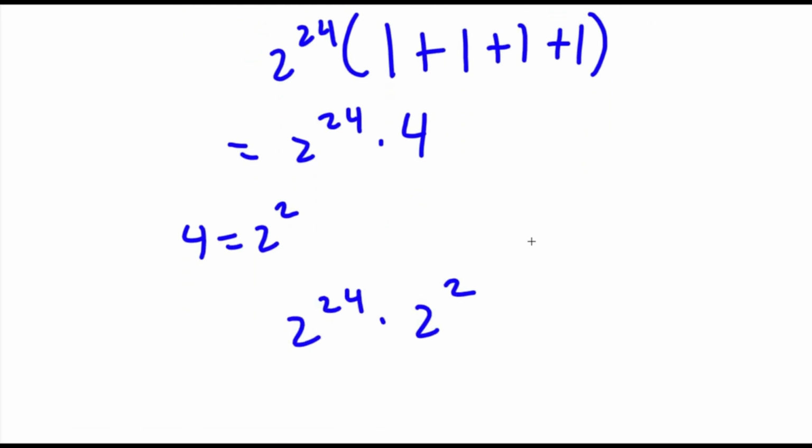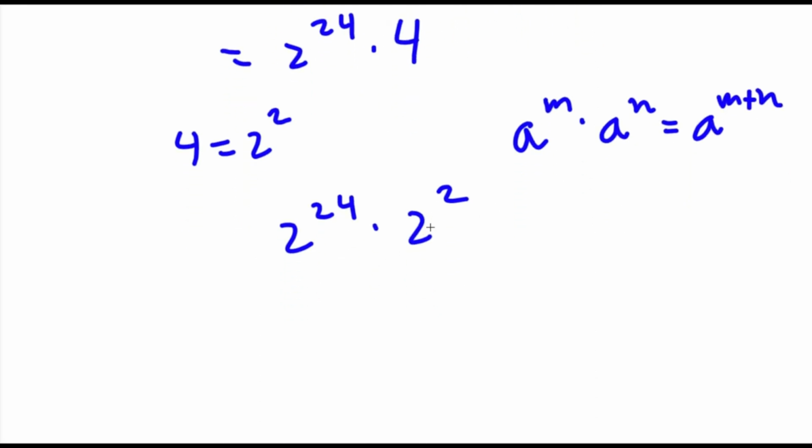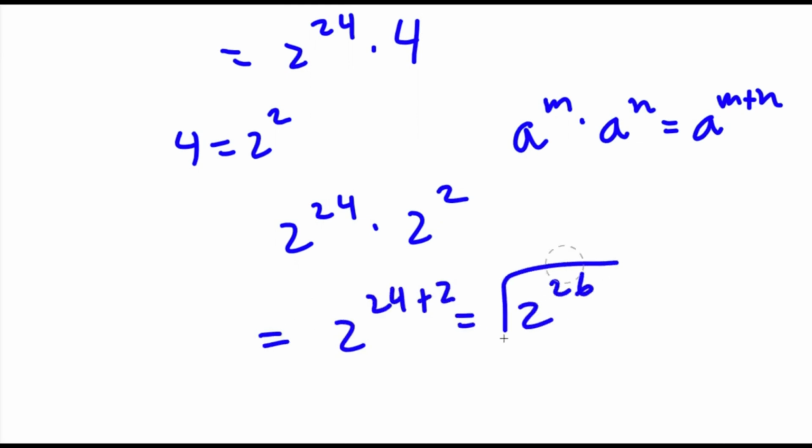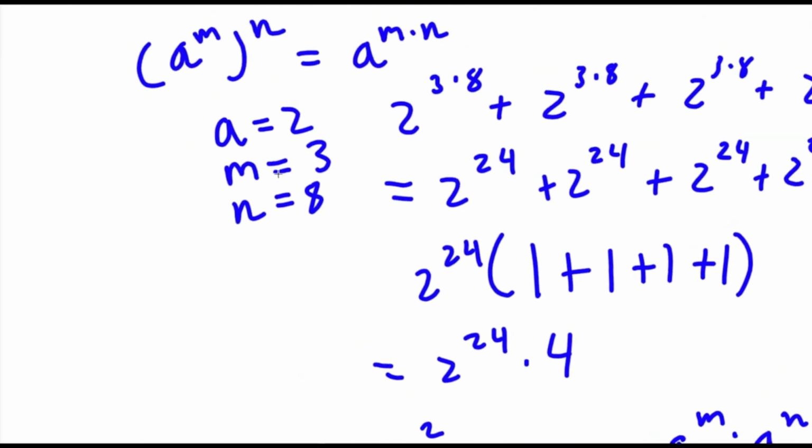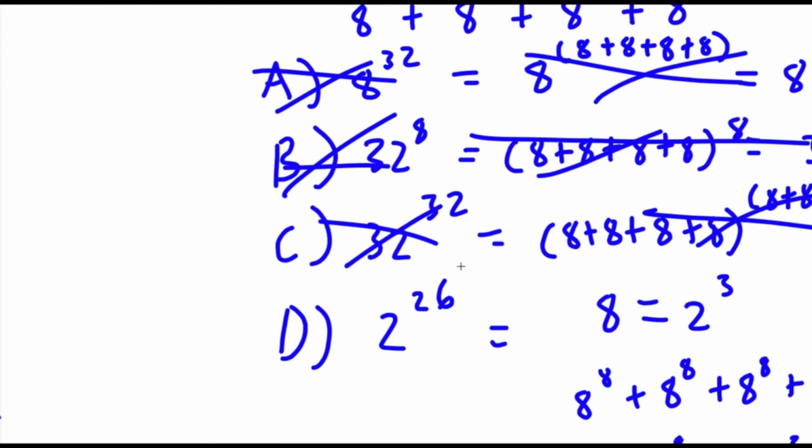And now if I have something in the form a to the power of m times a to the power of n, this is the same thing as a to the power of m plus n. So 2 to the power of 24 times 2 squared would be 2 to the power of 24 plus 2, which is equal to 2 to the power of 26. So this is why our right answer is D.